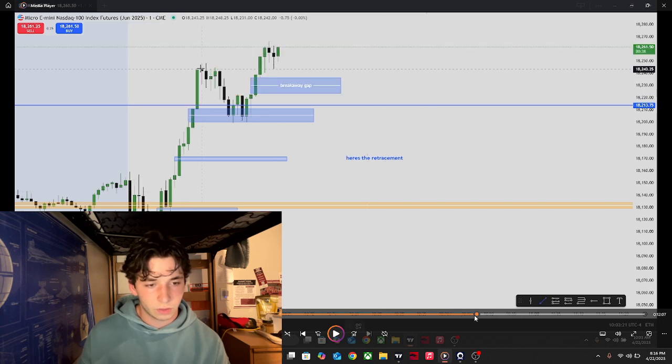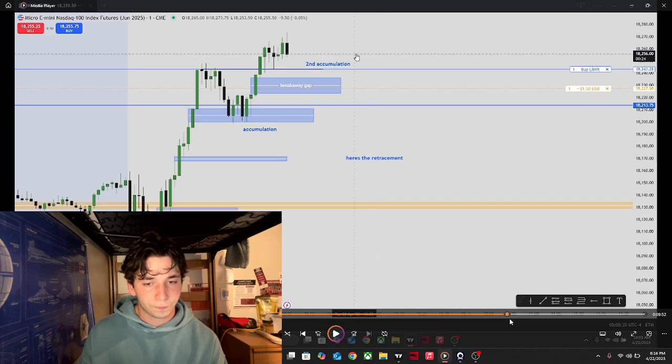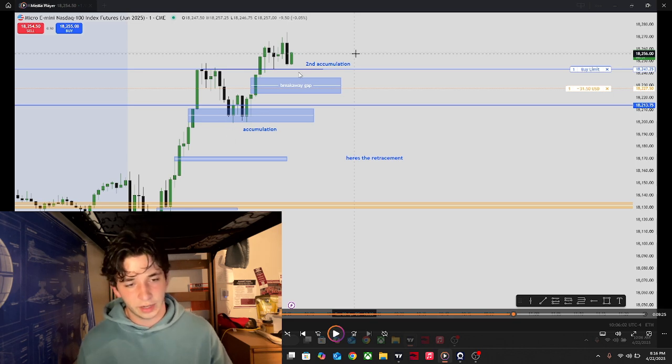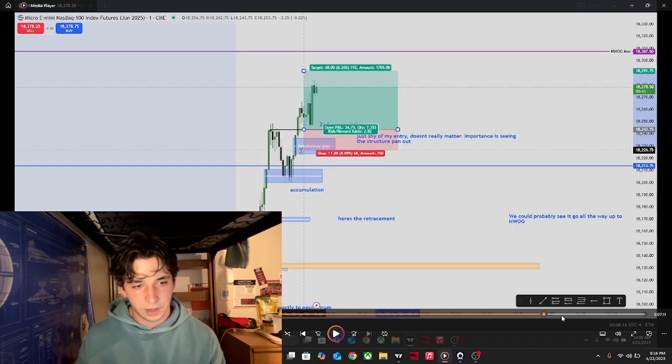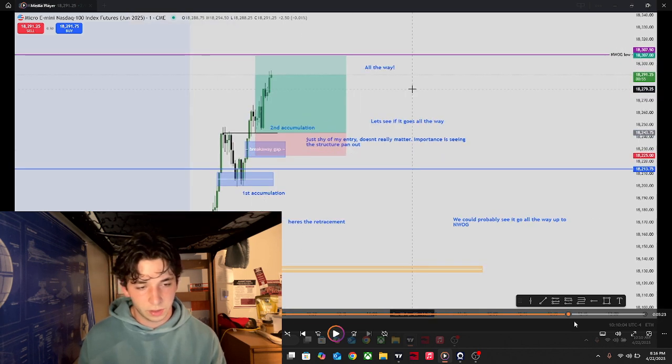So yeah, I annotated a breakaway gap right there. So this would be our second accumulation. Technically, this is our first or second, and this would be our third one. But in the end, it pushes up.